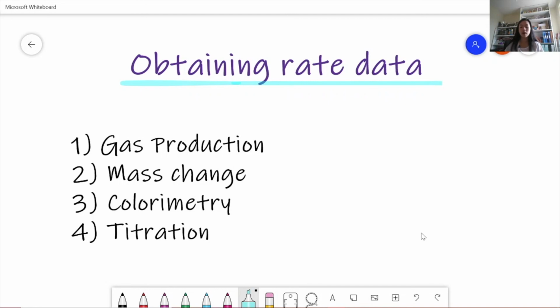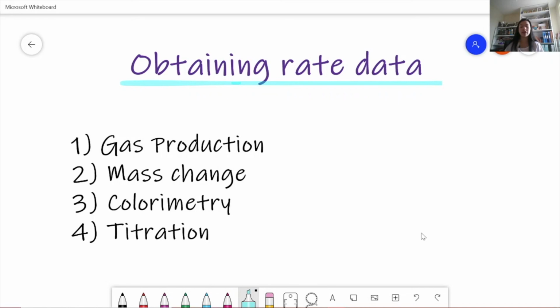And then for mass change, you do the same thing. So you measure the mass of gas produced over time, and then you find the gradient at several points through the experiment. So this would be a continuous rates method, and the rate will be proportional to the gradient.